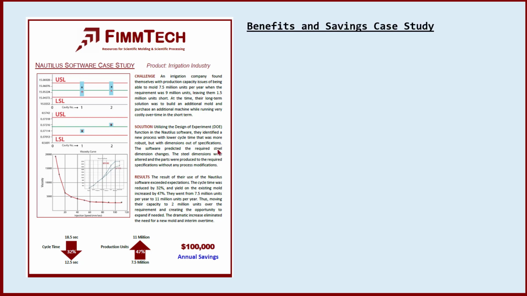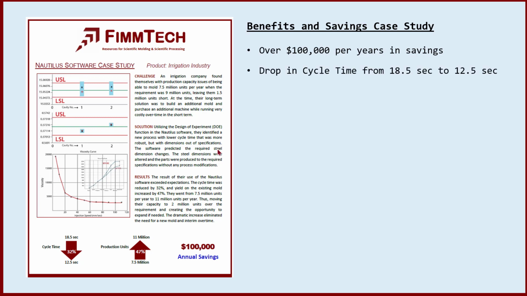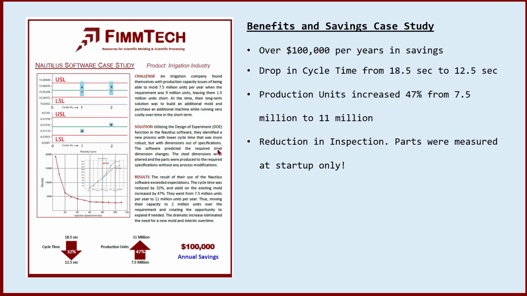For example, with this company that makes irrigation products, just in 1 year, they were able to save $100,000 on just one product. They use the Nautilus software, they optimize the injection molding cycle, they were able to drop the cycle time from 18.5 seconds to 12.5 seconds, and in doing so, the production units increased by 47% from 7.5 million to 11 million. This was a high volume part, and therefore they were actually going to go build a second mold, but because they were able to optimize the process, they did not need to build a second mold, and on top of that, they were able to reduce inspection on these parts.